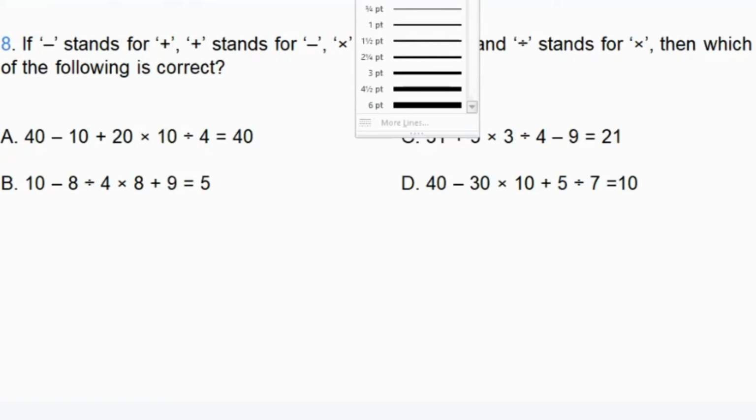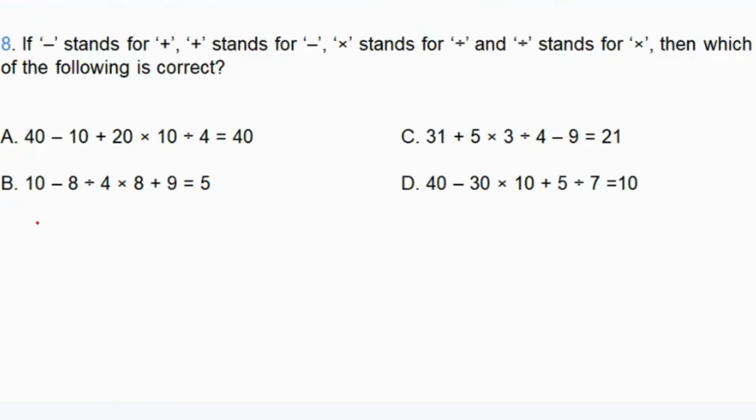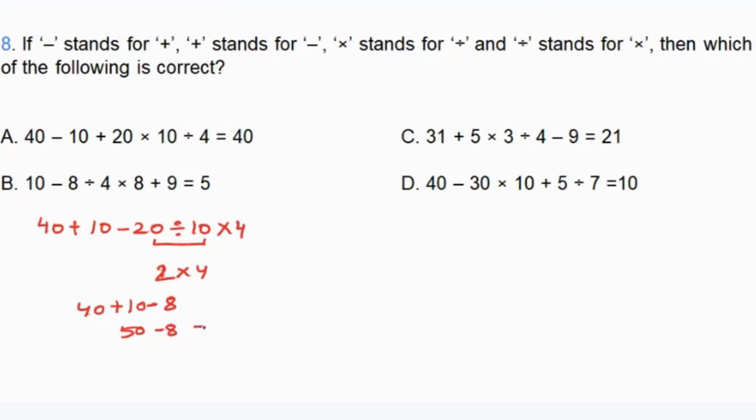Okay, so if we go with option A, 40 minus 10: minus becomes plus, so we write plus 10; plus becomes minus, so minus 20; multiplication becomes division, so divided by 10; and division becomes multiplication, so multiply by 4. When we solve it, here we get 2, and 2 times 4 is 8. Now this is minus 8 and plus 10 plus 40. So 50, 50 minus 8 we get 42, not 40. So this is not the correct one.